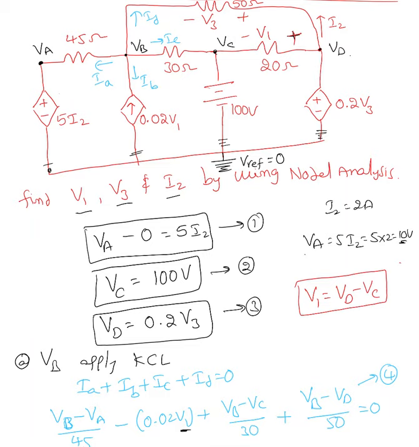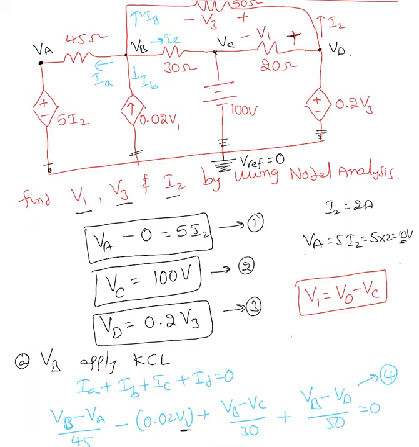So our goal is finding V1, V3, I2. But when you're doing nodal analysis, our goal is shifted to finding VA, VB, VC, VD. So every equation must be in terms of VA, VB, VC, VD. I also have I2.